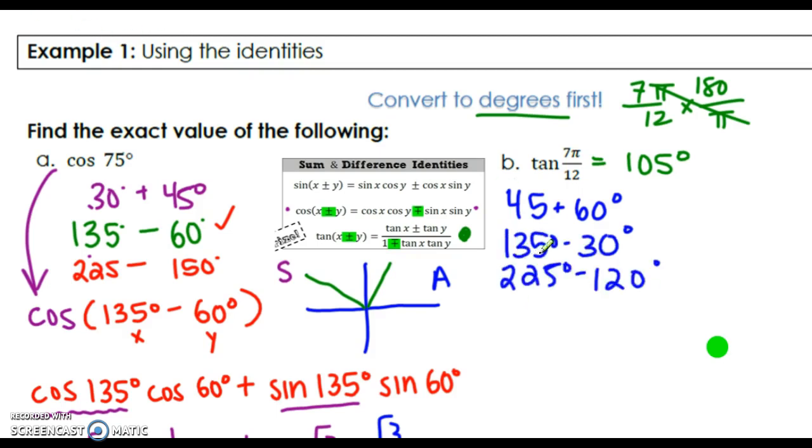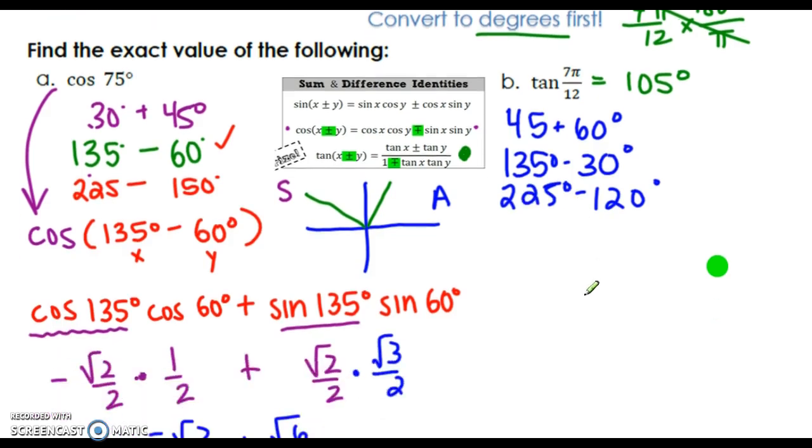You could also do 135 degrees minus 30. You could do 225 degrees minus 120. Now, the way that's going to stay the easiest for you is to stay in the first quadrant. So we'll go ahead and do the easy version this time.